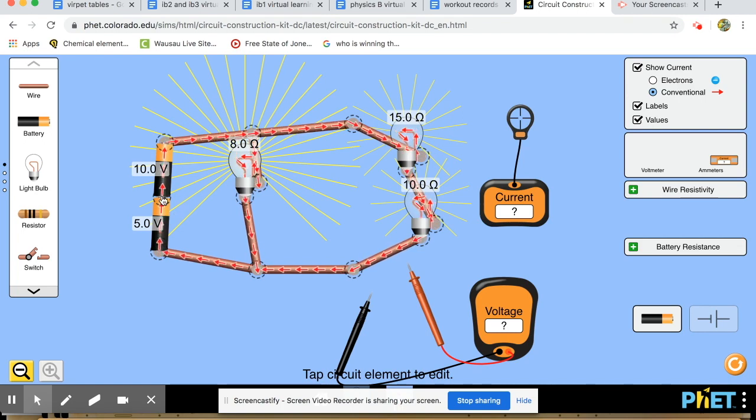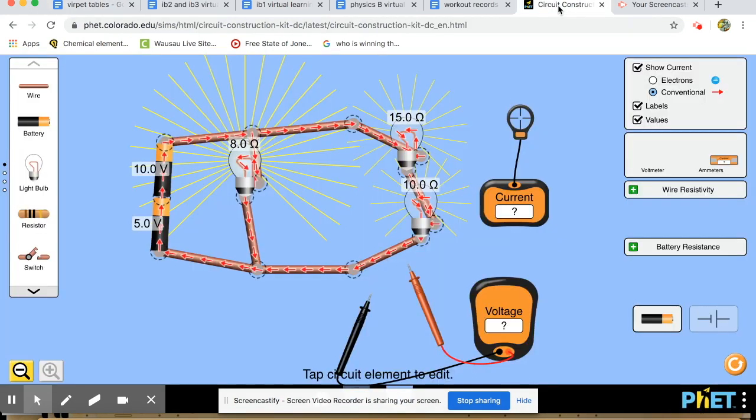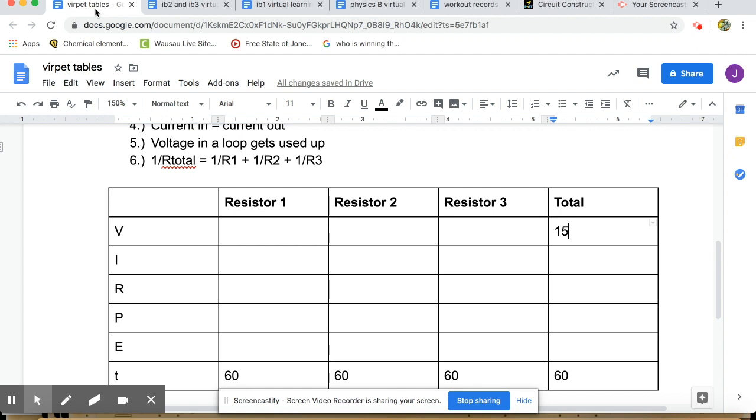Now looking at this circuit further, we can see that the total voltage is 15 volts. It's just the 10 volts plus the 5 volts from the battery. And we do know the resistance of each one. Let's say this is 1, 2, and 3. It'd be 8 ohms, 15, and 10. So I can put that in, 8, 15, and 10. Now if you remember, we can't simply add the total resistance because they're not in one loop.